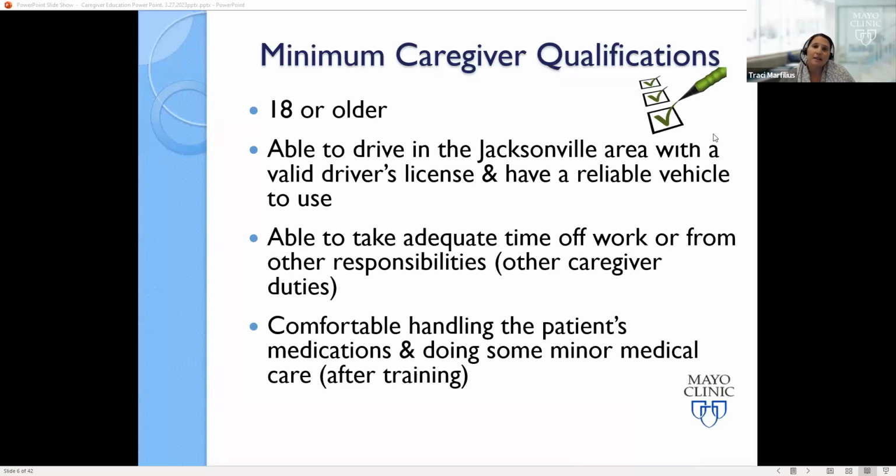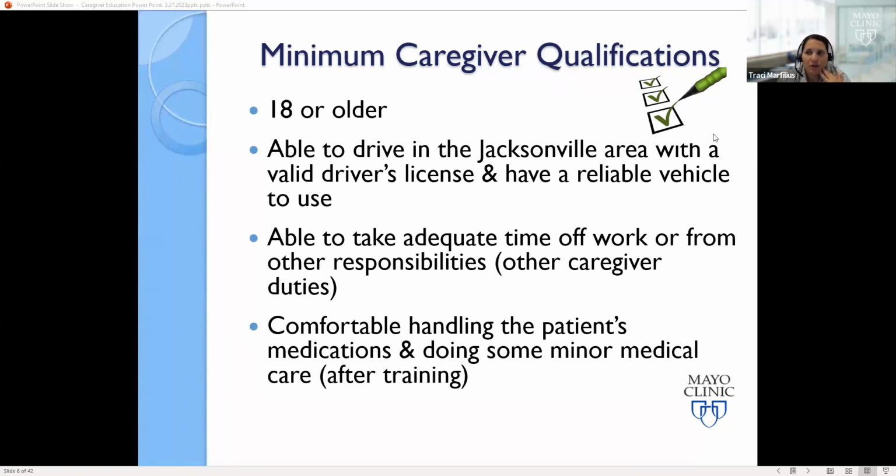So what are the basic minimum qualifications to be a caregiver? You have to be at least 18 years old, able to drive in the Jacksonville area with a valid driver's license, and have a reliable vehicle to use. If you do not drive, that is a conversation you need to have with your primary social worker so that you can have a sufficient transportation plan.